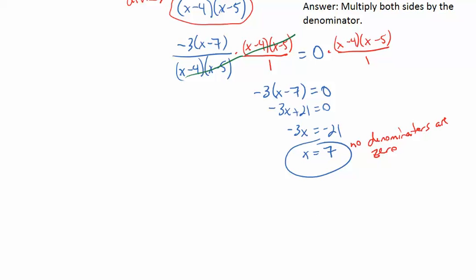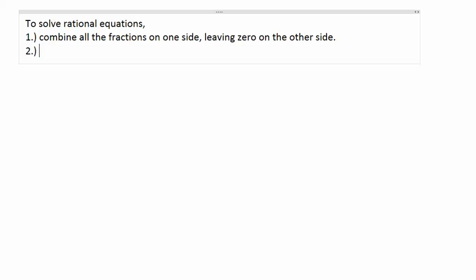Okay, so let's sort of summarize what we just did. To solve rational equations, combine all the fractions on one side. And when you do that, it leaves 0 on the other side. That was the first thing we did. Then the idea is, once you get a single fraction on one side, to undo the division by multiplying both sides by the denominator.